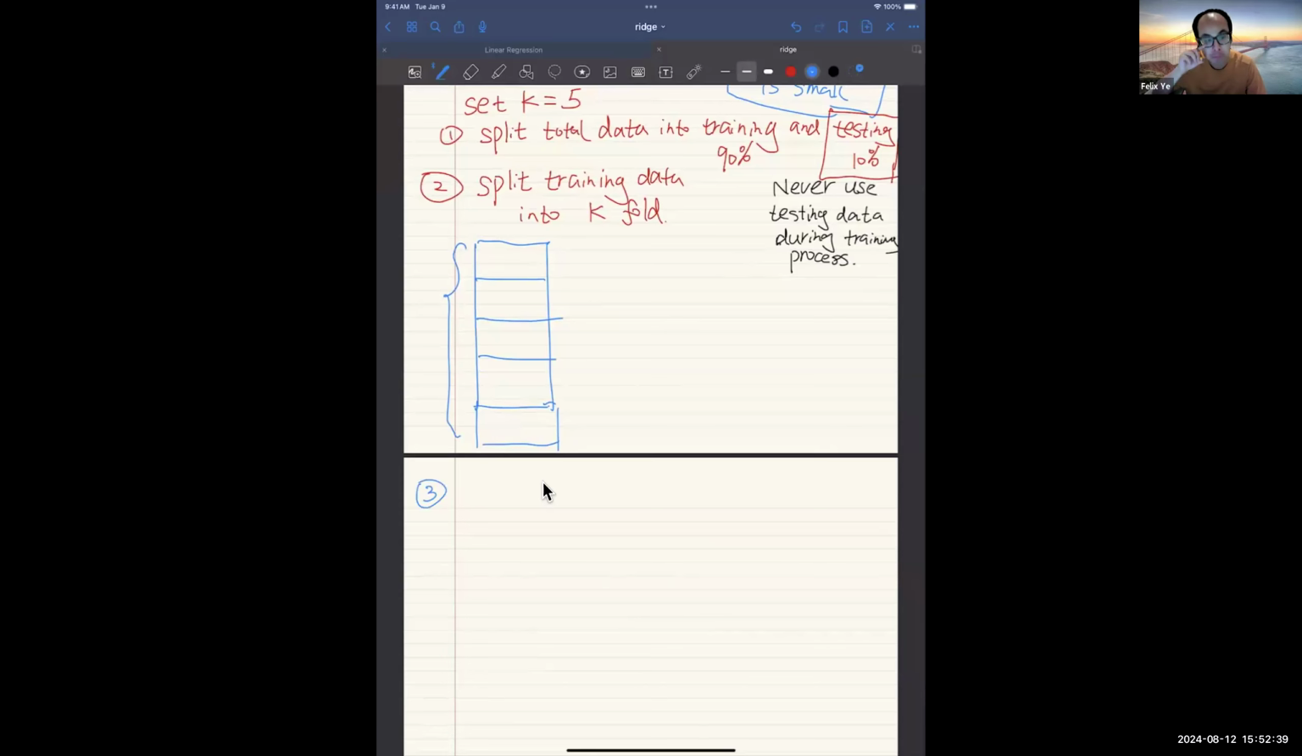Then for each fold k, and this k goes from 1, 2, 3 until big K, we train on all the folds but the kth, and then validate your result on the kth fold. This is done in a round robin fashion.